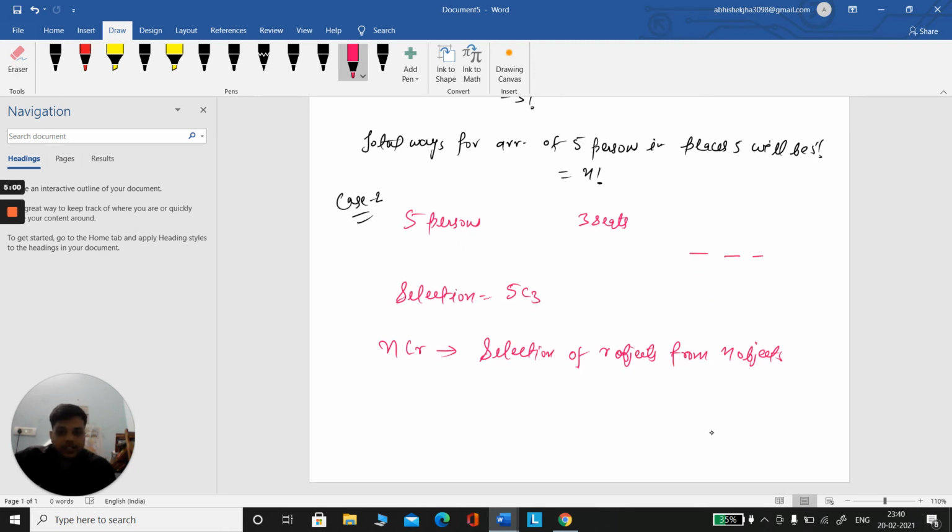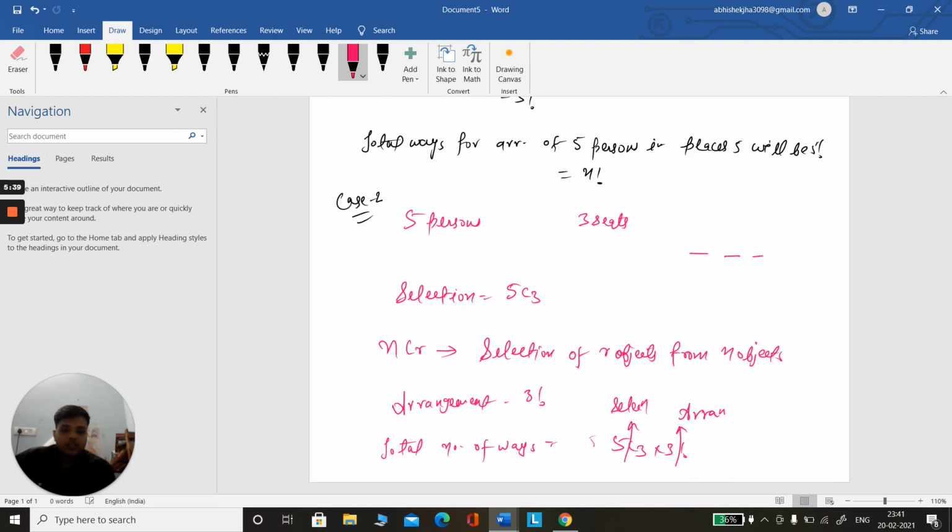Now since we have done selection here, we have to arrange these 3 persons in three seats, and we have already derived the formula. If we have to accommodate n persons in n places, the formula is n factorial. So arrangement for 3 persons in three seats will be 3 factorial. So the total number of ways for this case will be 5C3 into 3 factorial, where 5C3 is basically selection and 3 factorial denotes arrangement.